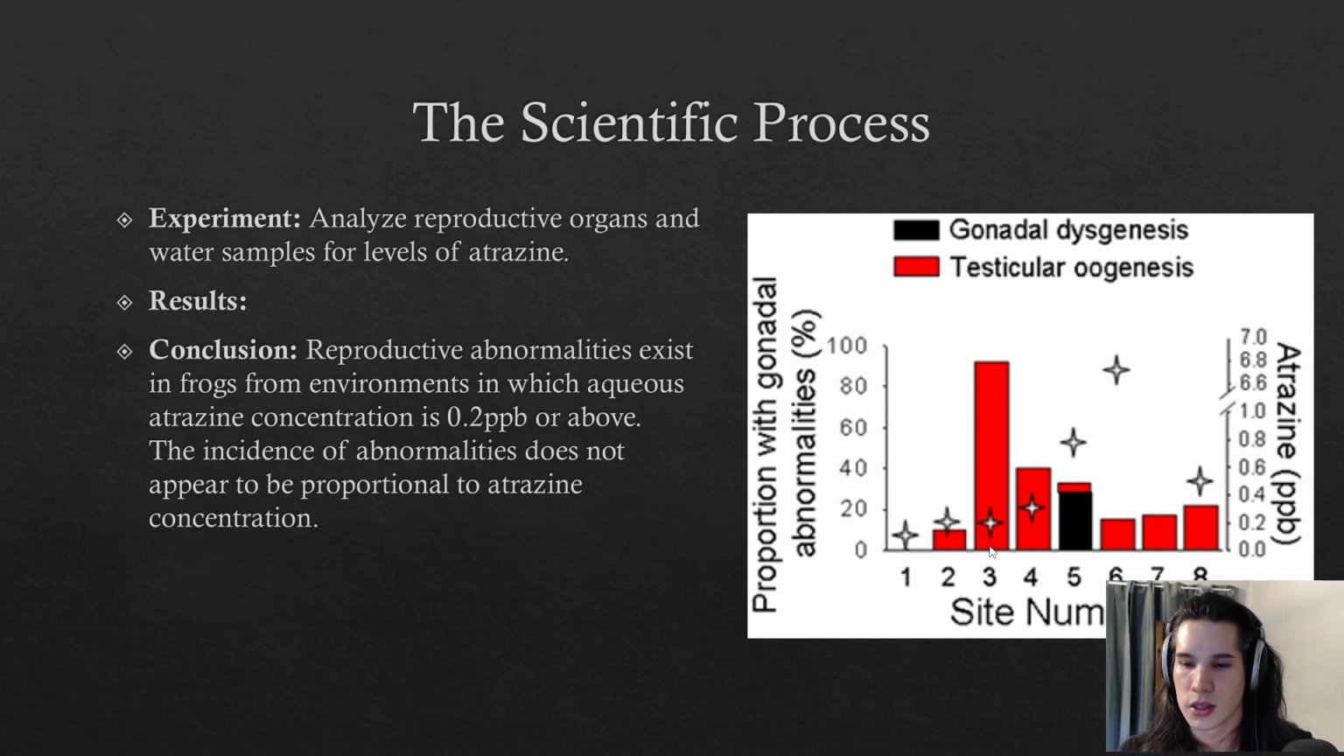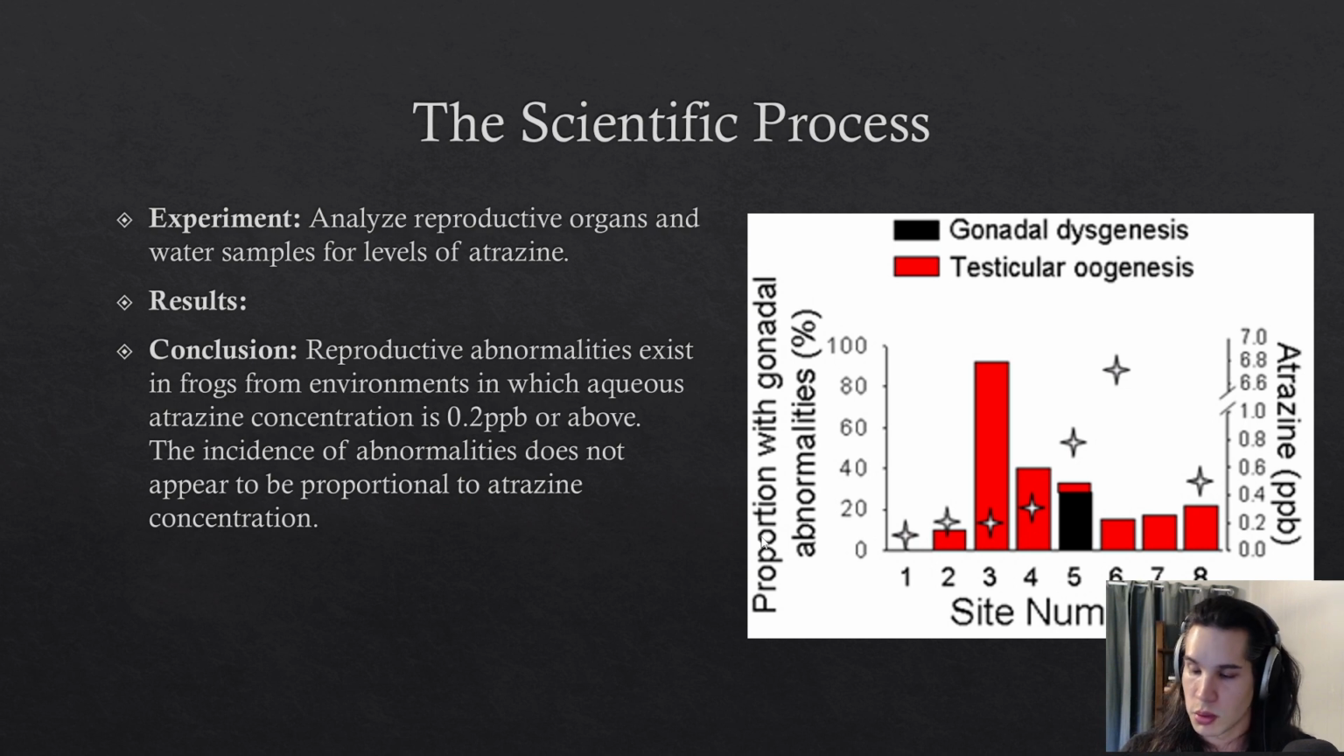And in this case, we actually didn't find that. We would have expected a higher rate of testicular oogenesis at site number 6, but it was about 20% of your frogs that had gonadal abnormalities. And then number 3 had the highest amount, but it had a moderate amount of atrazine. So his conclusion was that reproductive abnormalities exist in frogs from environments in which aqueous atrazine concentration is 0.2 parts per billion or above. The incidence of abnormalities did not appear to be proportional to the atrazine concentration.